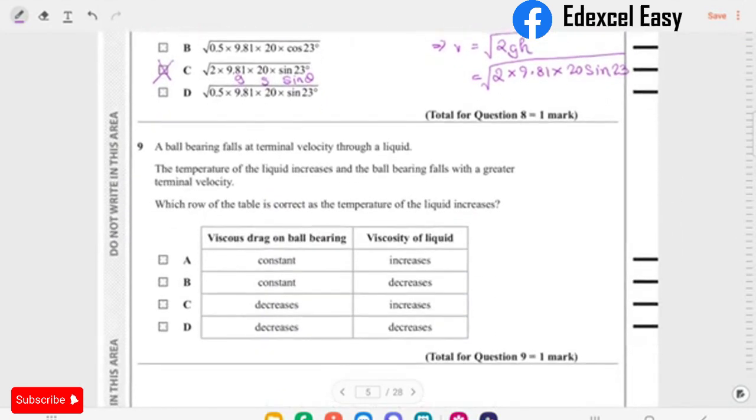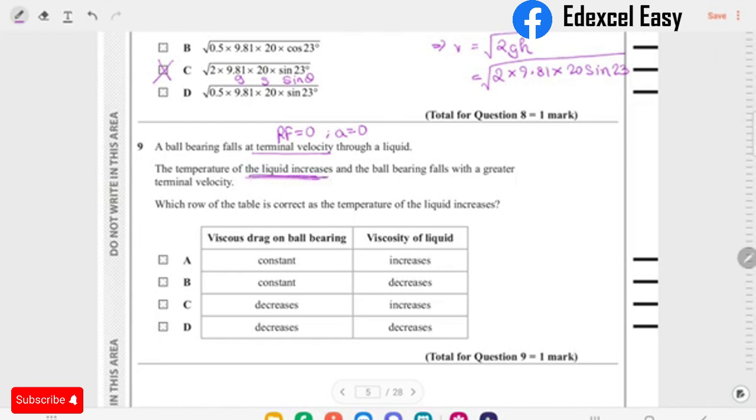Moving on to question 9, a ball bearing falls at terminal velocity, which means all the forces are balanced over here, right? That's why the object was falling with terminal velocity. So we can write that resultant force over here is 0. Also, acceleration should be 0 over here. Through a liquid, the temperature of the liquid increases.